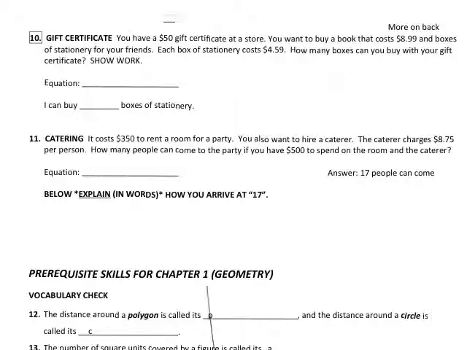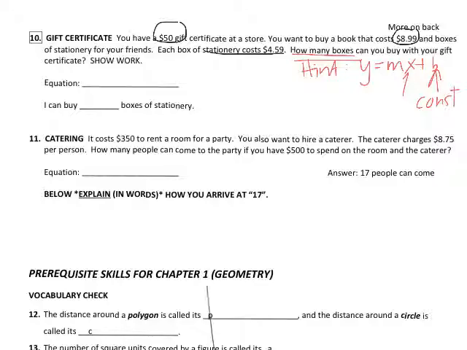Number 10 says that we have a $50 gift certificate. We want to buy a book, one book that costs $8.99, and then we want to buy boxes of stationery. Now the boxes of stationery cost $4.59. And the question that we're looking to solve is how many boxes of stationery can you buy with your gift certificate, since we already know we're buying that one book. And let me just give you a hint. Once again, we already know that y equals mx plus b will probably be our setup for this, because we have a constant here that's going to be how much the book cost.